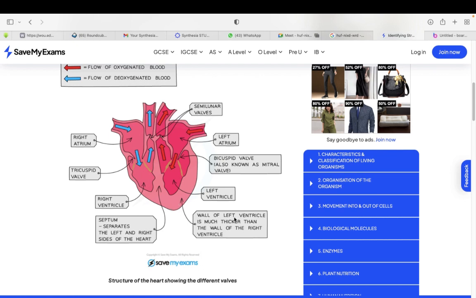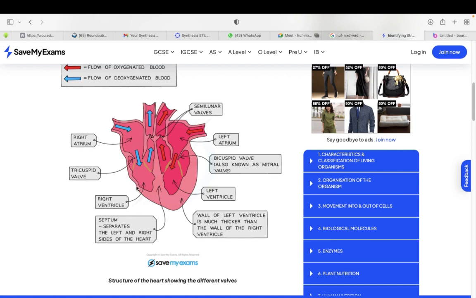Now, these are the walls of the left ventricle, and they are much thicker than the walls of the right ventricle. The walls around the left ventricle are much thicker than the walls around the right ventricle. You can see the spacing between the left ventricle and the end of the heart is wider. So the walls are thicker. The walls around the left ventricle are thicker in order to withstand the high blood pumping.